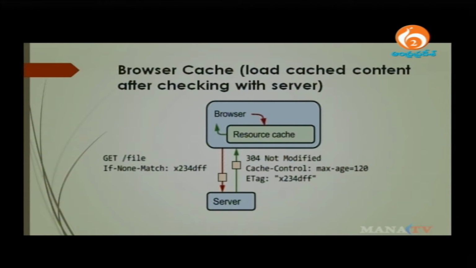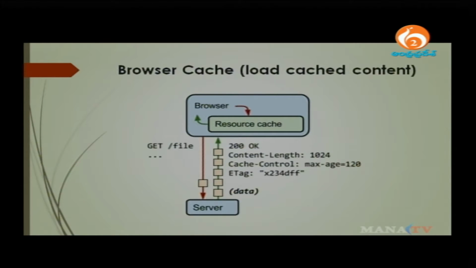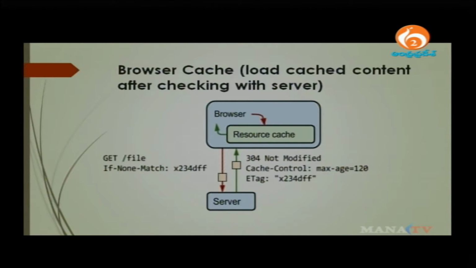So, the server will take this ID x234dff and check it against whatever file is present on the server, what is supposed to be shown. The first time, it gave the data and the browser cached it. The second time, the browser sent the ETag information along with the request. Here, if you see, there are no headers from the browser in the first request, and here there is a header called If-None-Match.